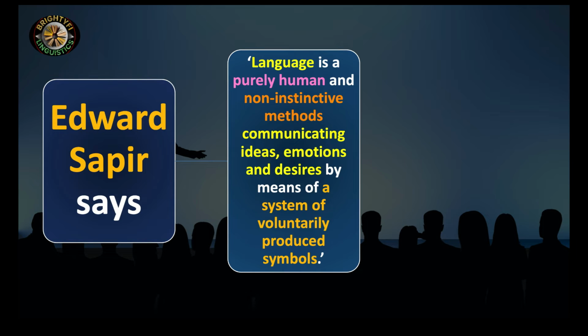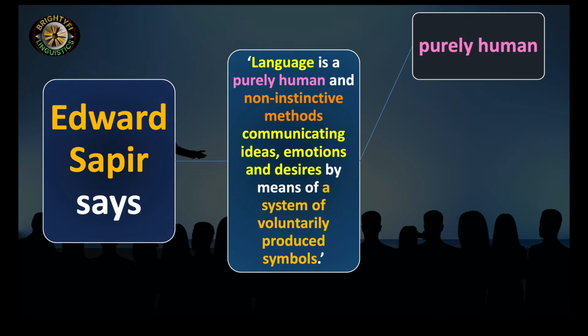Lecture 7. Edward Sapir says, "Language is a purely human and non-instinctive method of communicating ideas, emotions and desires by means of a system of voluntarily produced symbols." In this definition, we have some important terms, and the most important one is "purely human."